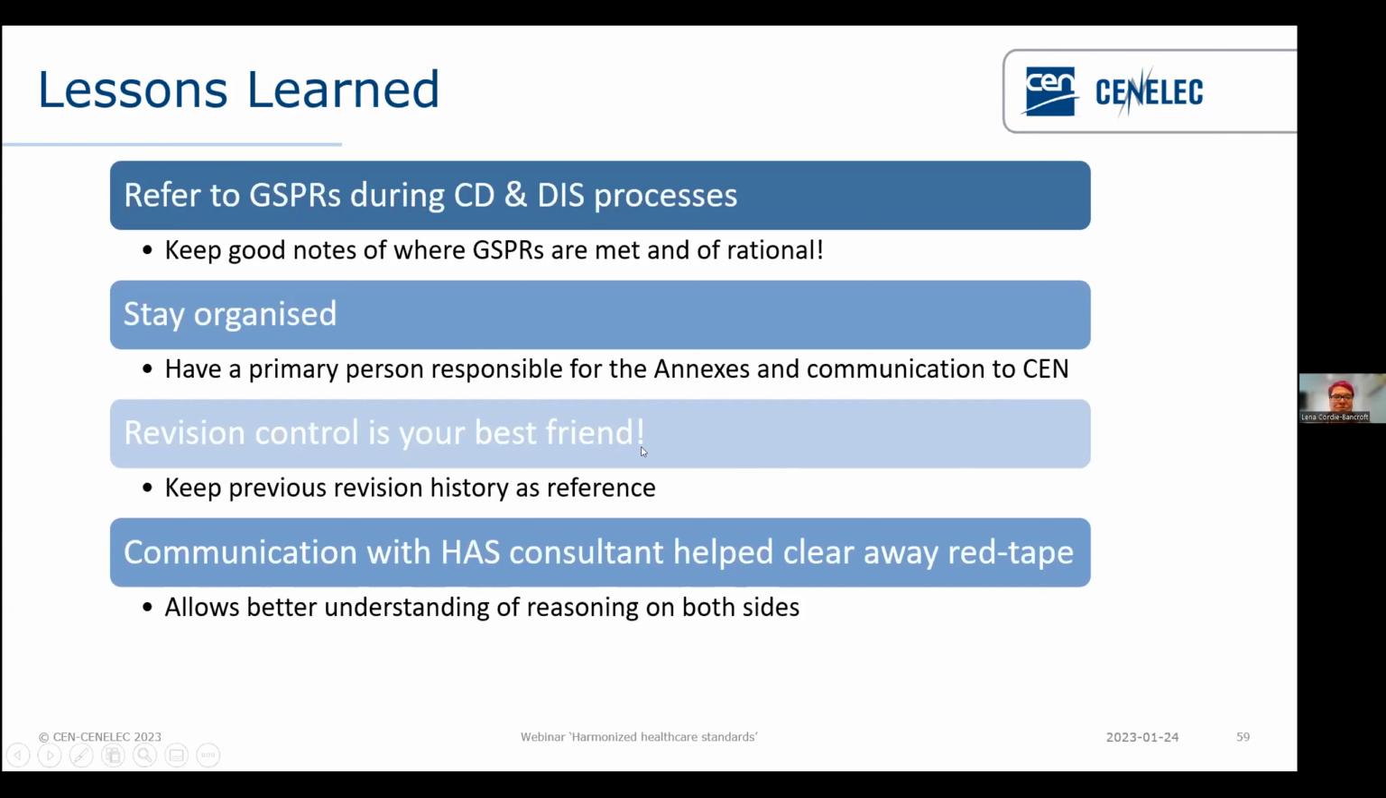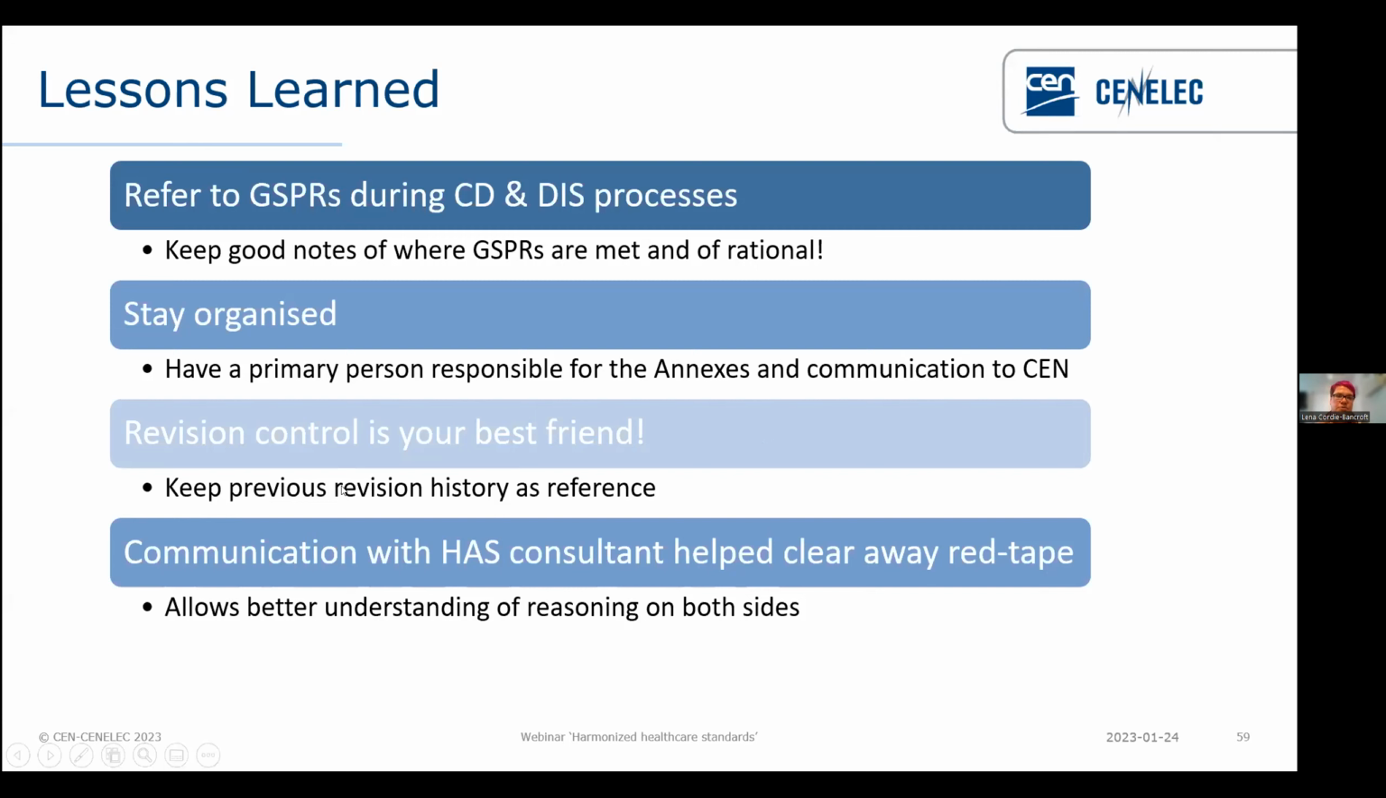Revision control is your best friend. Always keep your previous revision history of your annexes because it can change, and you don't know why. We did run into an issue where the formatting of the annex template was either corrupted or just got messed up, and it was causing issues, which led to, I think, one or two of the comments from the HAS consultant assessment. So really just make sure that you keep all your revision histories.